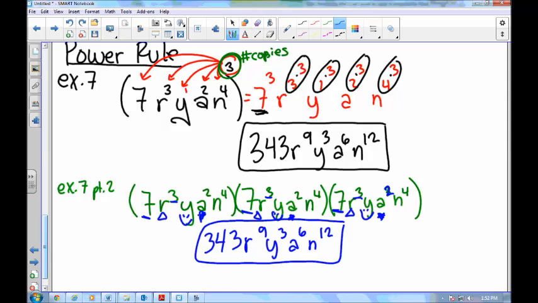Do you guys need to see another power rule, or does power rule make sense? Give me a thumbs up if you need to see one, or I guess thumbs up, you're good. Let's do it that way. That was going to be counterintuitive. Thumbs up if you're good, thumbs down if you'd like to see another one. Okay, I think we're okay. Good.